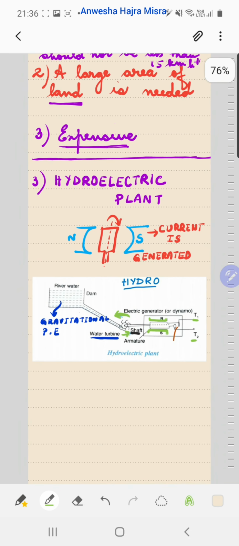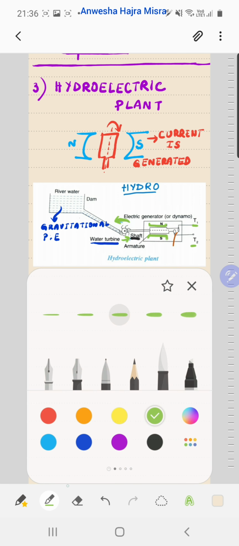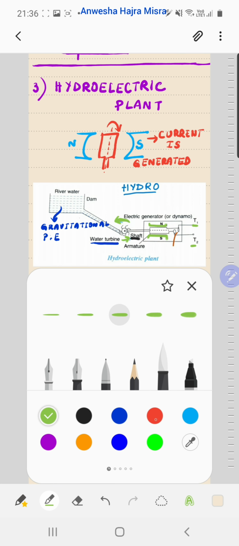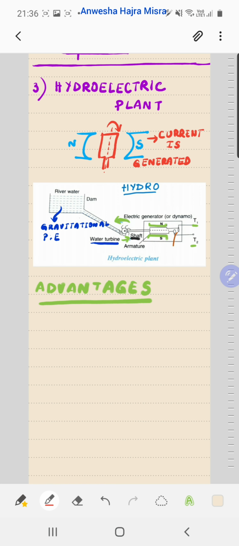Now, what are the advantages of this hydroelectric plant? Now, in a hydroelectric power plant, it does not produce any environmental pollution.